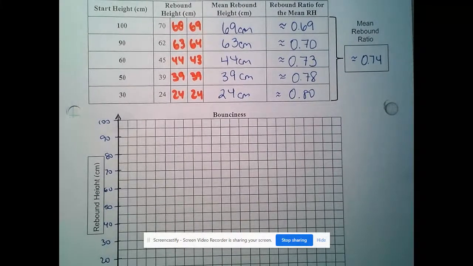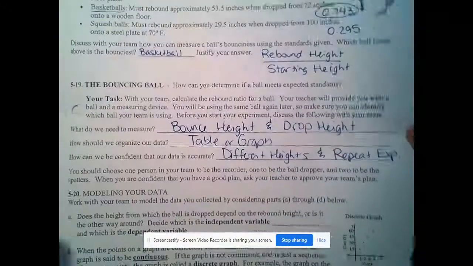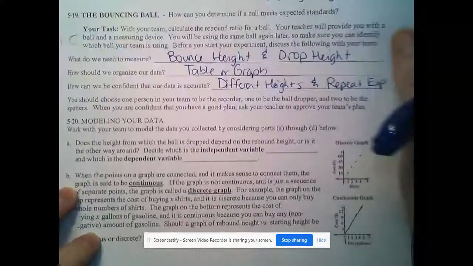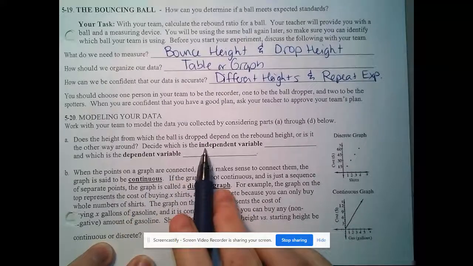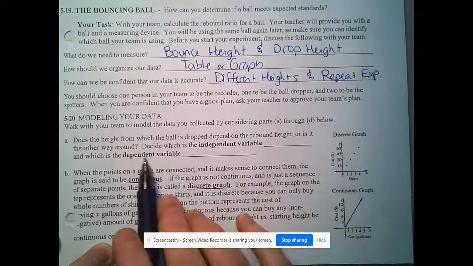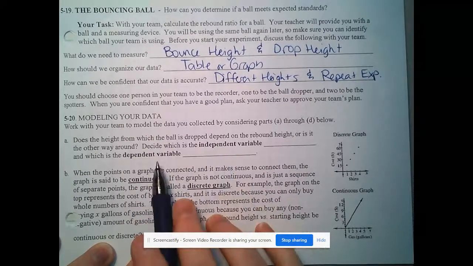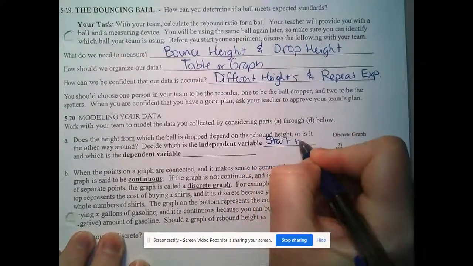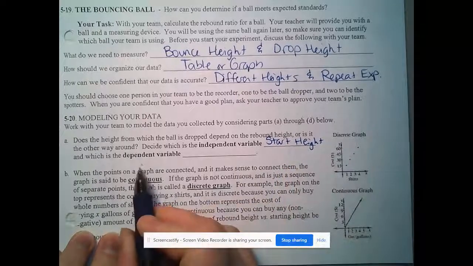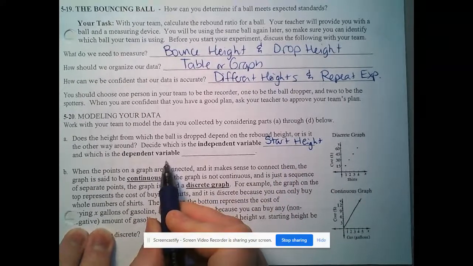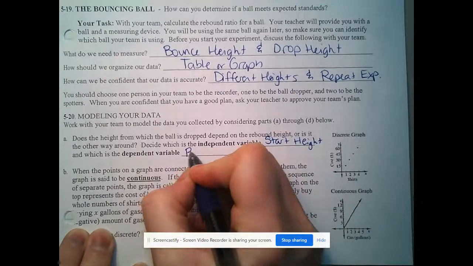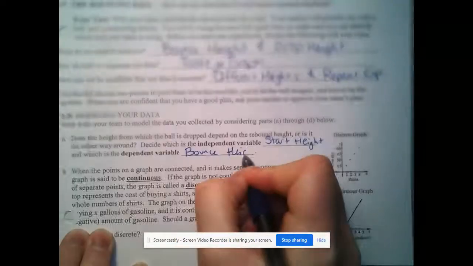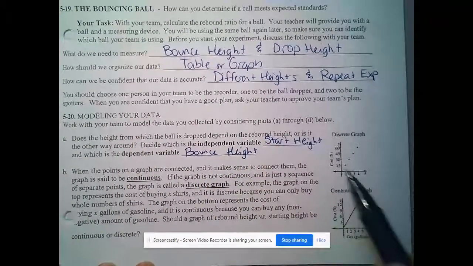Now, in order to graph that, we want to talk about what goes where. So if we look back at the front of our notes, it says, does the height from which the ball is dropped depend on the rebound height, or is it the other way around? Which one is your independent variable and which one is your dependent variable? So your independent variable is the one that you have control over, and that's going to be your start height or your drop height. And the dependent variable, the one that depends on the other, is the rebound or the bounce height. Because how high it bounces depends on how high it started.